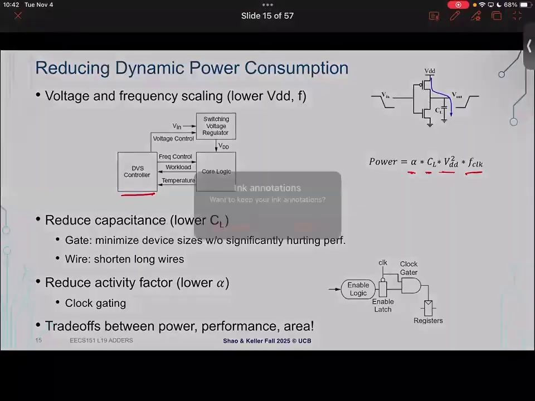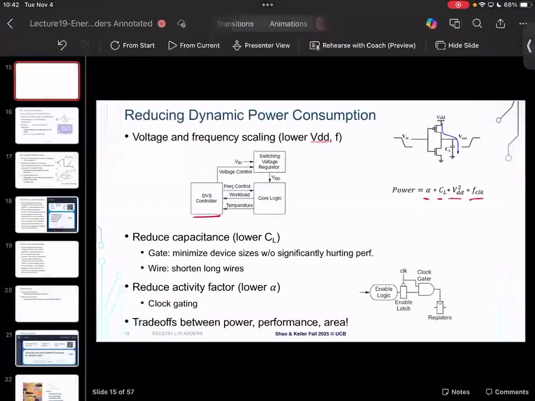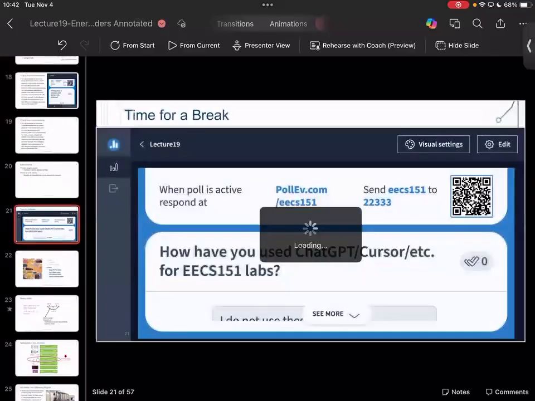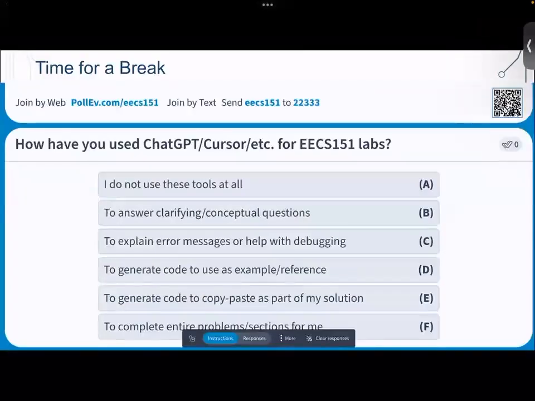Okay, let's take a little break. I am curious to hear your thoughts about this one. So please go ahead and respond. It's totally anonymous. Remember, you're not going to get in trouble. I'm just curious. And it should be set up so that you can vote for more than one option if you feel like more than one apply to you.